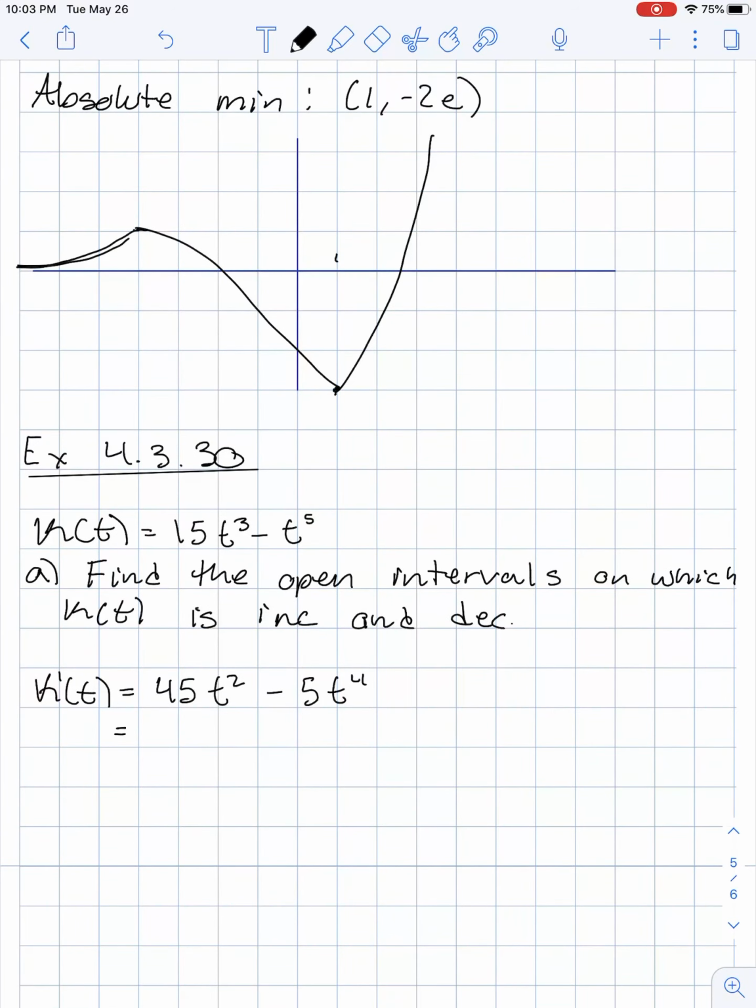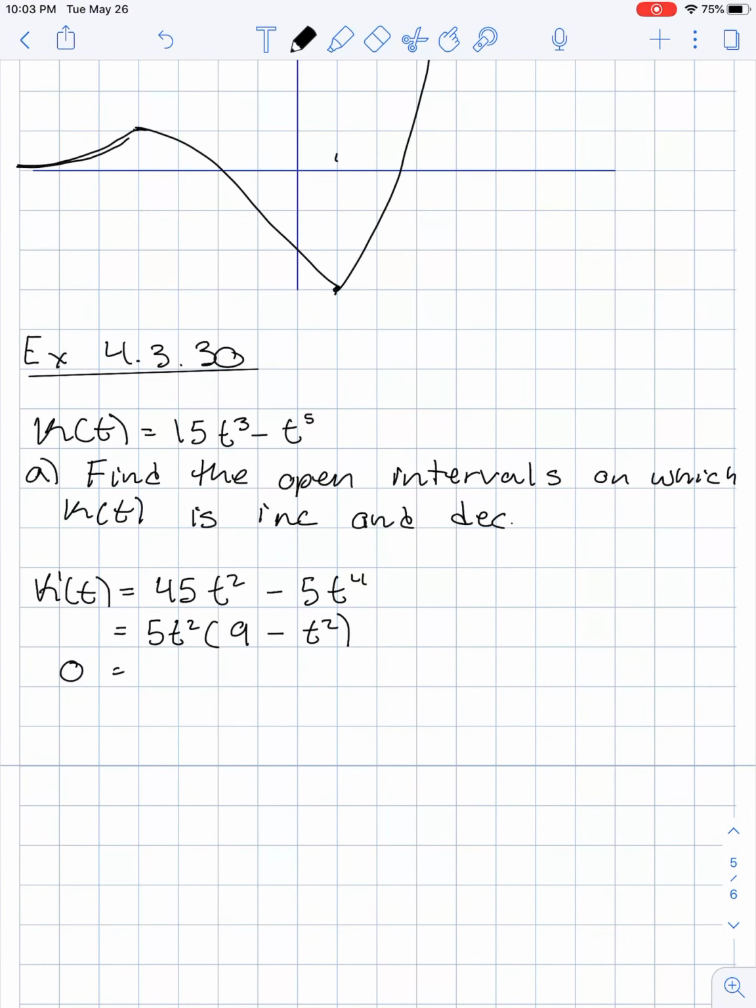Beautiful. Let's simplify that. Everything can be pulled out by a 5 and a t squared. And then 45, what is that? 9? Yeah. 9 minus t squared. Oh my gosh, these numbers are a lot better than what I was working with. Okay, cool.